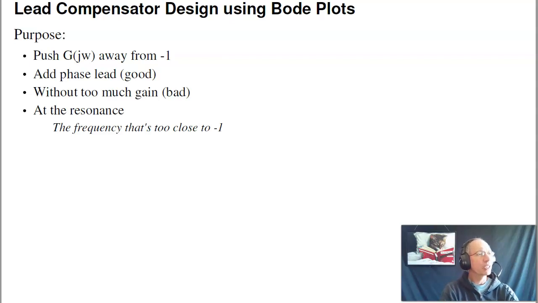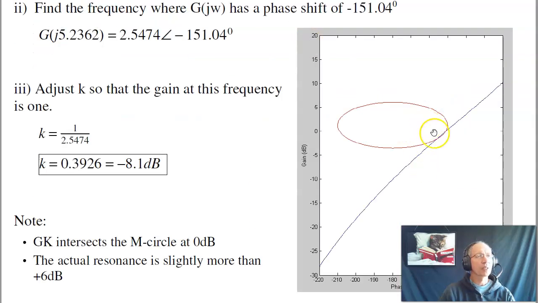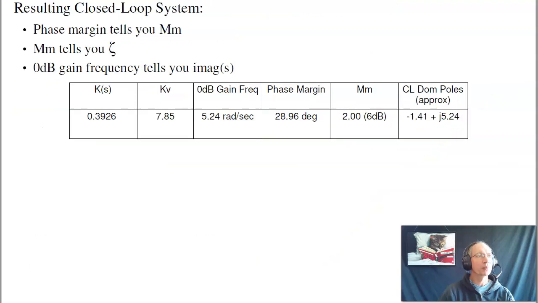Now let's look at lead compensation. The purpose of a lead compensator is to push the Nichols chart away from minus 1. To do that, I add phase lead, hence the name lead compensator. That's good. A side effect is I'll add gain. Gain is bad. Again, back on a Nichols chart, if I add phase, that's going to push this to the right. That's good. If I push it up, that's bad. That pushes me towards minus 1.